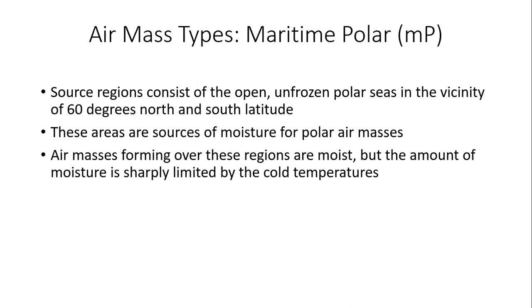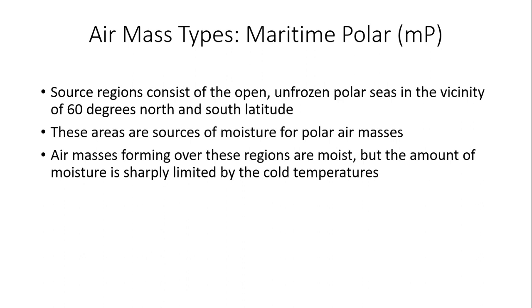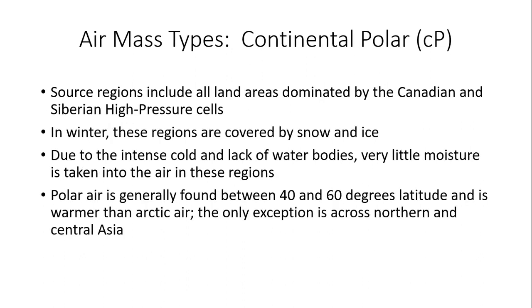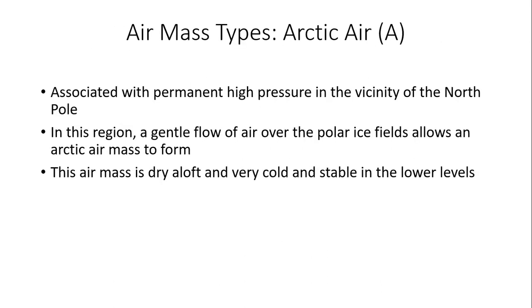Now, before I move on, I'm gonna briefly hit two characteristics of each air mass. I'm gonna go back here. Continental tropical air mass is hot and dry. Maritime polar air mass is cool and moist. Continental polar air mass is cold and dry. And Antarctic air and Arctic air is very cold, frigid temperatures, below zero normally, less than 0 degrees Fahrenheit, and it's dry.